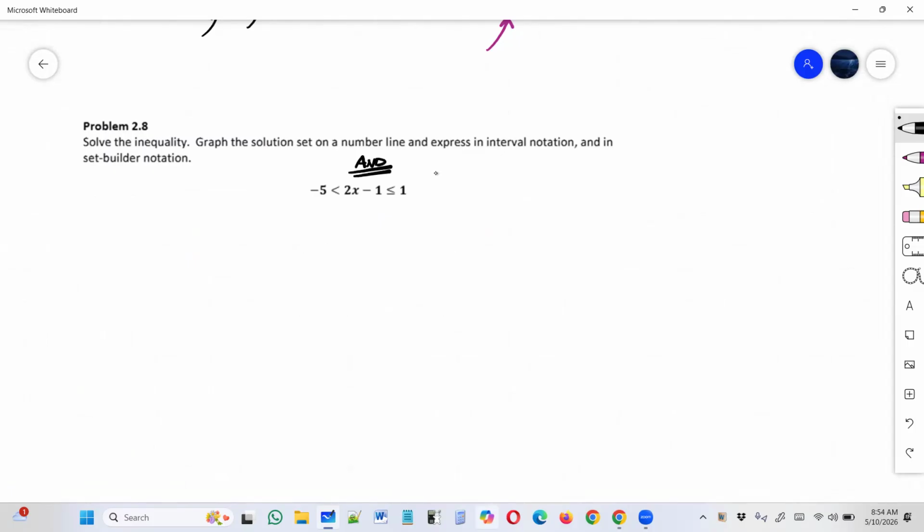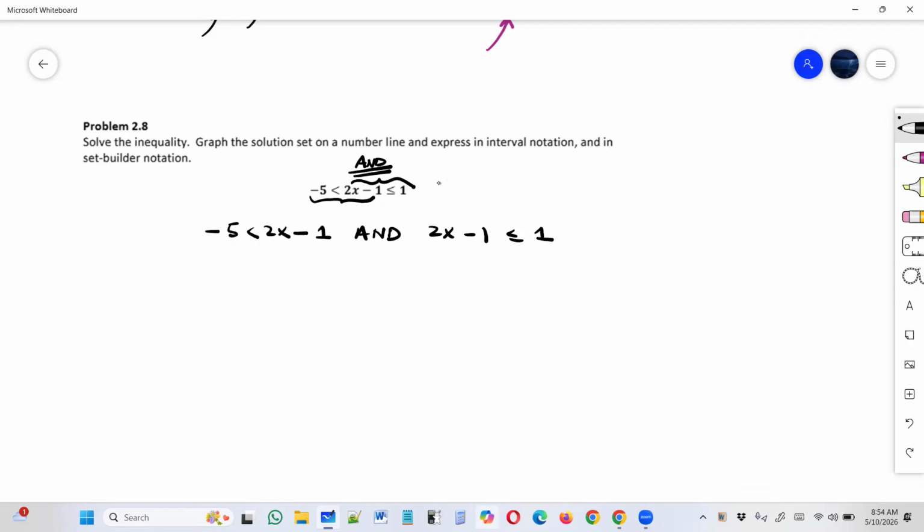Now, the correct way to do this is to separate the two. So this is the first inequality. So I want you to write it this way. And this is the second inequality. So this is how we separate them from this double format.